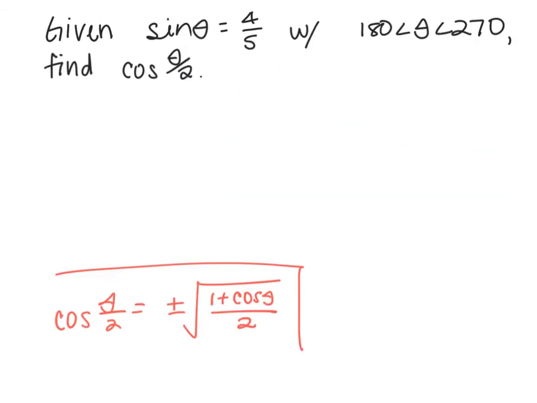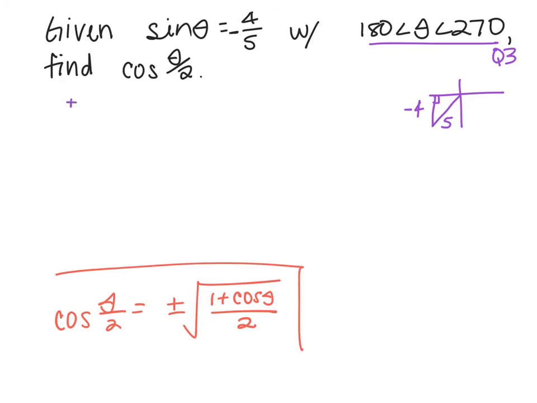Okay, just like all of our other sets of identities, we can use these for exact values, or we can draw our triangles and use the formula. So in this case, we're given that sine of theta is 4/5, and that 180 is less than theta less than 270. So we know that our theta is in quadrant 3. So we can go and draw our triangle. Quadrant 3, sine is opposite over hypotenuse.